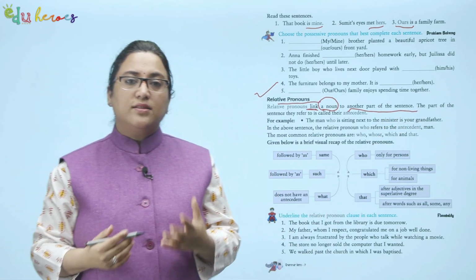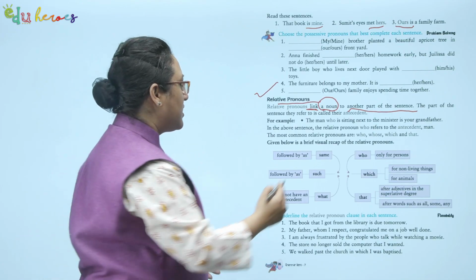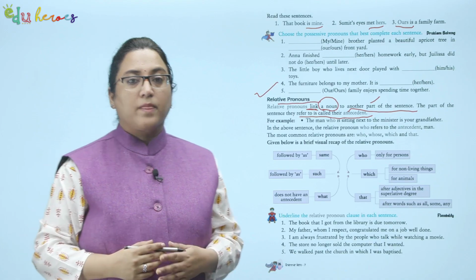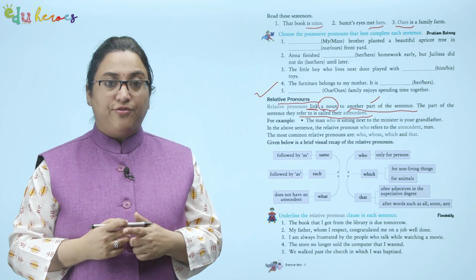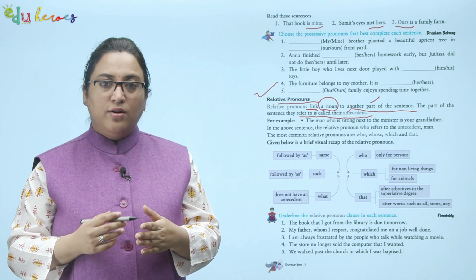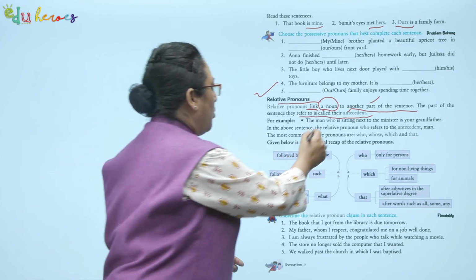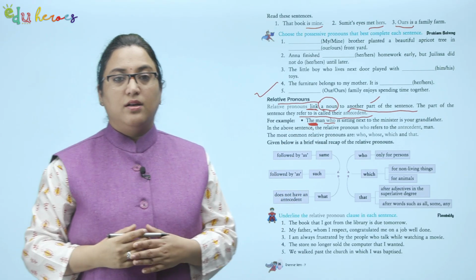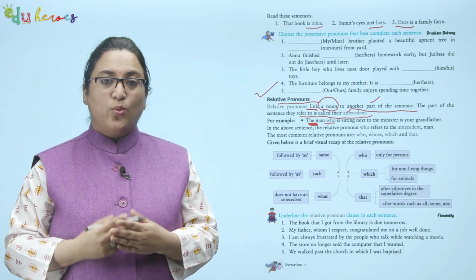Now, the part of the sentence they refer to is called their antecedent. So, this part that we are referring to is called the antecedent. For example, the man who is sitting next to the minister is your grandfather. In the above sentence, the relative pronoun who refers to the antecedent man, because who is referring to man. The most common relative pronouns are who, whose, which and that.